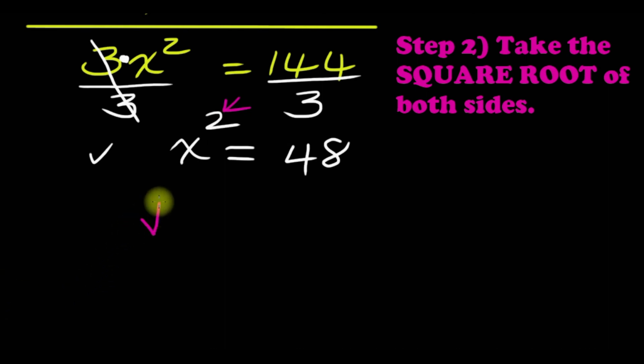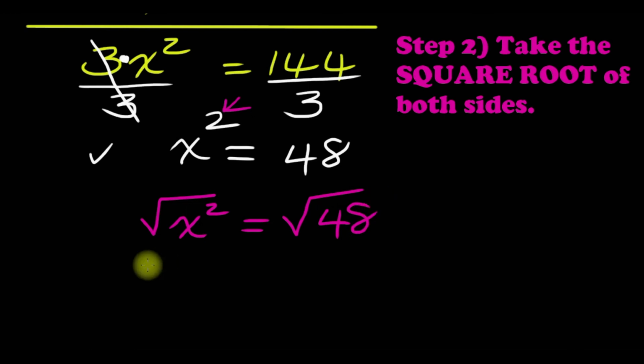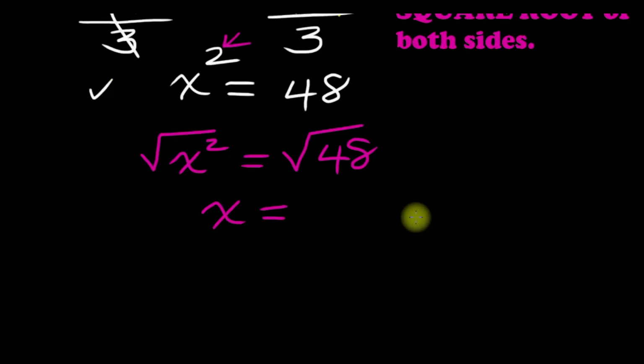So take the square root of it: the square root of x squared, and then the square root of 48. Okay, so the square root of x squared is x. And then the square root of 48 is not a perfect square, so we're going to leave it alone for now.